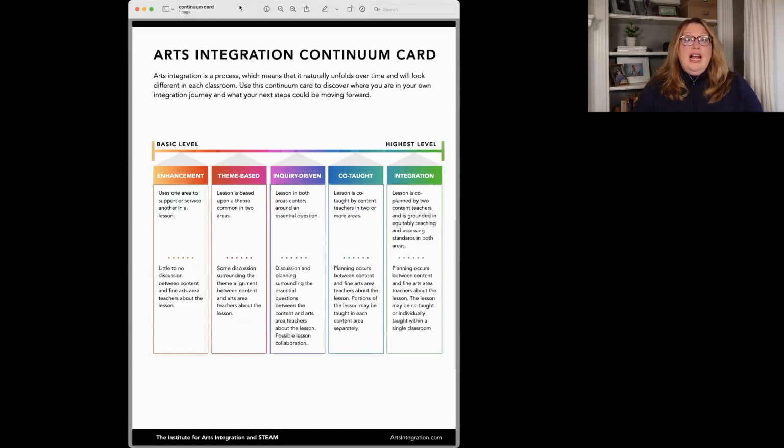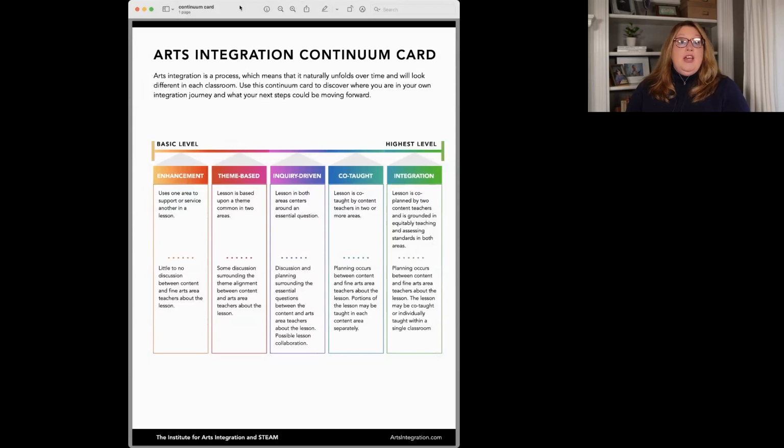Now that's as simple as a checklist. You don't have to get complicated here. If you want to put a rubric to it, you can, but you can keep it as simple as, did students use high, medium, and low levels in their choreography? Yes or no? That's a check, right? And did they include a transition between each of the stages? Yes or no? That's a check. I am assessing the standards that I've identified for dance, and I am assessing the standards that I've set up for science. Okay, so in this level of integration, planning occurs between content and fine arts area teachers, for sure, about the lesson.